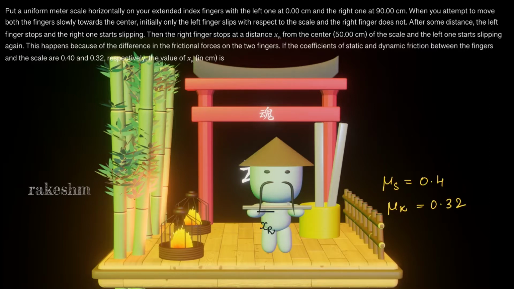So he has given us the coefficients of static and kinetic friction between the finger and the meter scale, and we need to find out what this XR is. So let us draw the free body diagram of this stick and analyze the reason as to why first this finger moves and then it stops and then this finger moves, this stops. Why this alternate movement of fingers happens, we will first analyze by drawing the free body diagram of the meter scale.